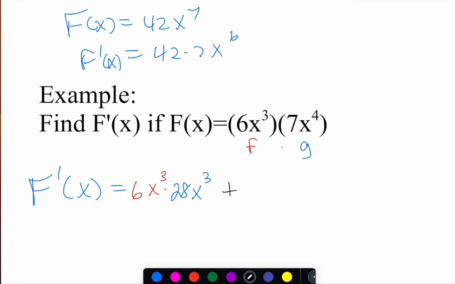Now, the rule is first times the derivative of the second plus the second function, just write it down, times the derivative of the first function. Well, the first function is a power function, 6x cubed. How do I take that derivative? Well, that's just going to be 6 times 3, or 18. And 18 is going to be followed by an x to the second power, because the power goes down by 1.